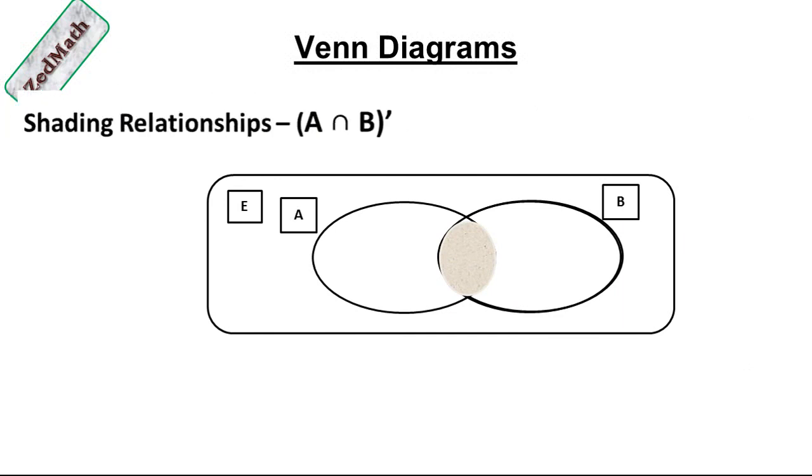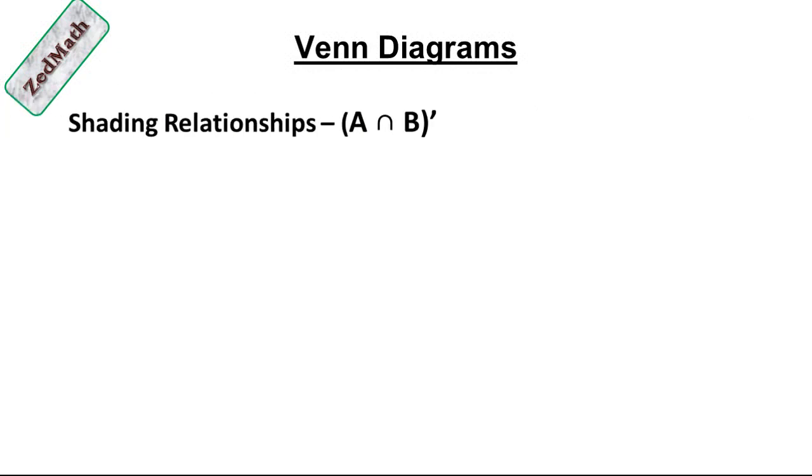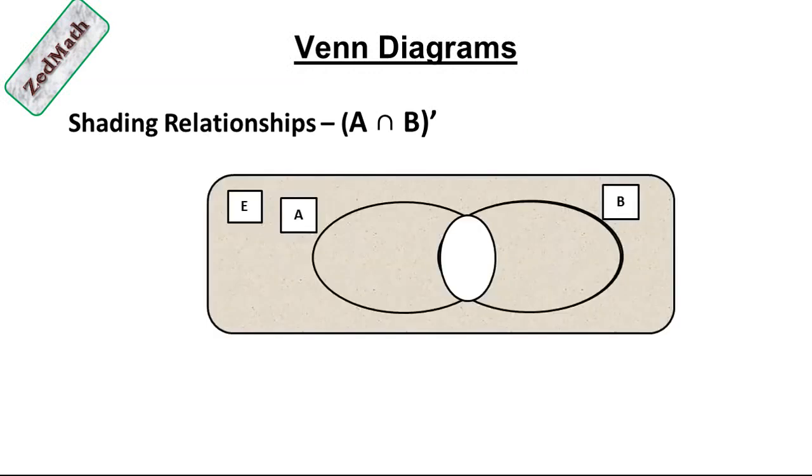Yeah, so A intersect B complement. How do we show it? A intersect B is, of course, elements that belong to both sets, but how do you show those elements that don't belong to both sets, as the complement symbol here demands? So we just shade everything else apart from the intersection area. So this is A intersect B complement, that is members that don't belong to A intersect B.